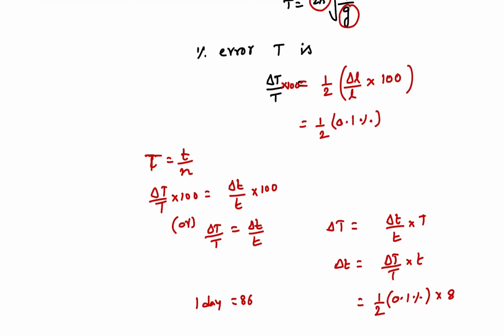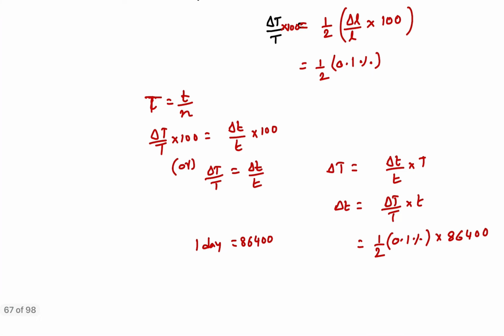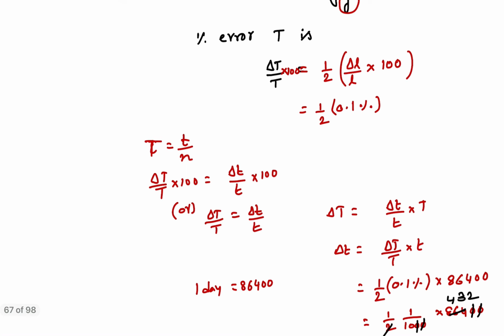If you take this 0.1 percent into time taken per day, one day has 86,400 seconds. You substitute 86,400 seconds. If you write the values, 1 by 2, 0.1 percent means 1 by 1000, into 86,400. You can see two zeros get cancelled, and we can get 43.2. Delta T value is this much.